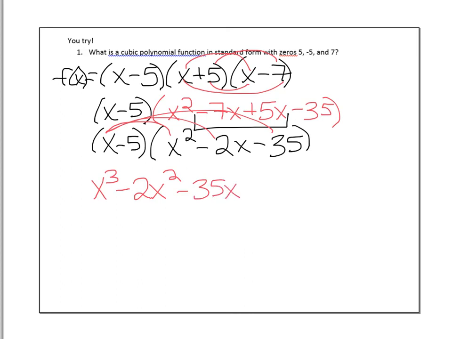Moving on to the second term, that parenthesis, the negative 5. Negative 5 times x squared is negative 5x squared. Negative 5 times negative 2x is a positive 10x. Check that. That's an easy mistake to make there. And negative 5 times negative 35 turns into a positive 175.